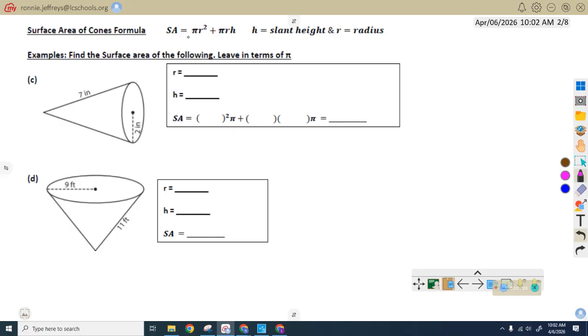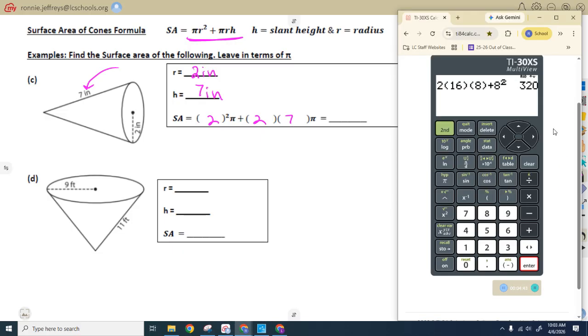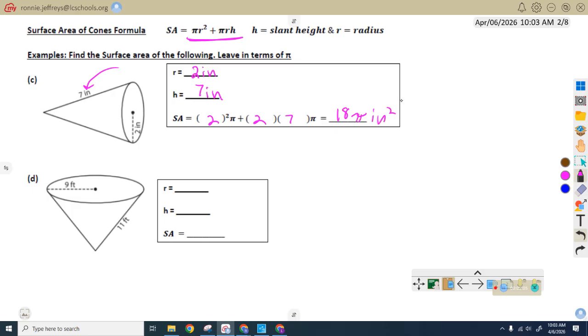All right, surface area of a cone. Here's the formula. But when you go to plug it in, I would actually wait. I wouldn't type in pi in my calculator. I would plug it in later. R is our radius. Our radius right here is 2 inches. Slant height is always slanted. So this would be 2 squared plus 2 times 7. So we would get 18 pi inches squared.